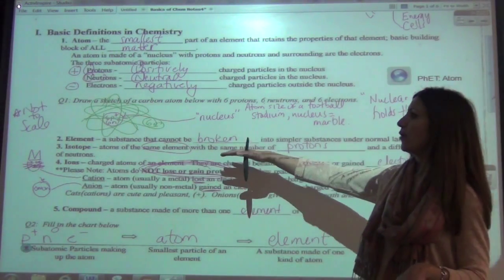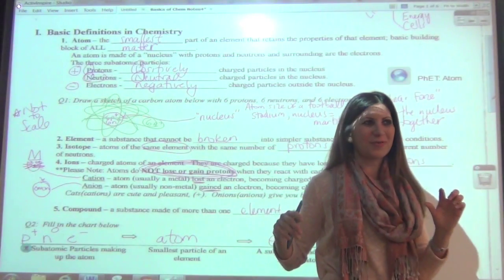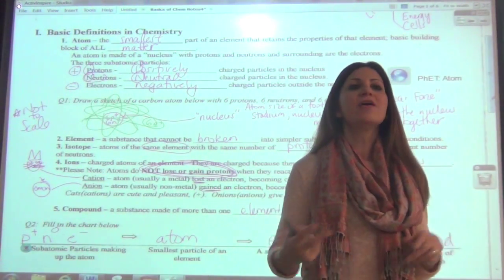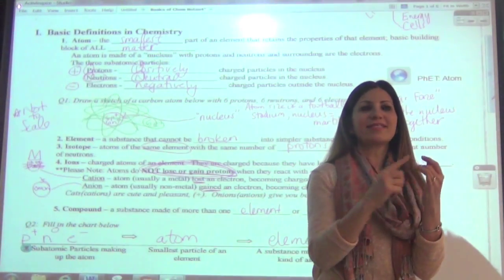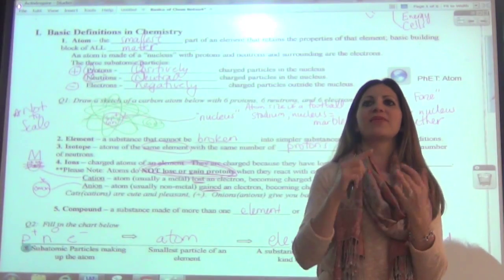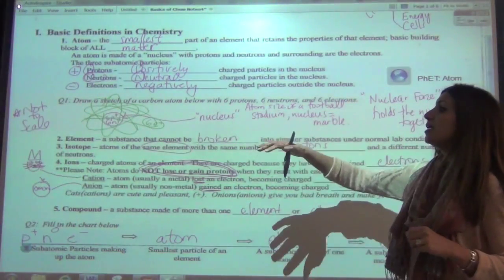We also talked about what isotopes were versus ions, because sometimes people will mix these up because they both start with the letter I. There are 2 types of ions. They're either cations or anions. Cations are charged positively and anions are charged negatively, and we'll get into that in just a little bit.